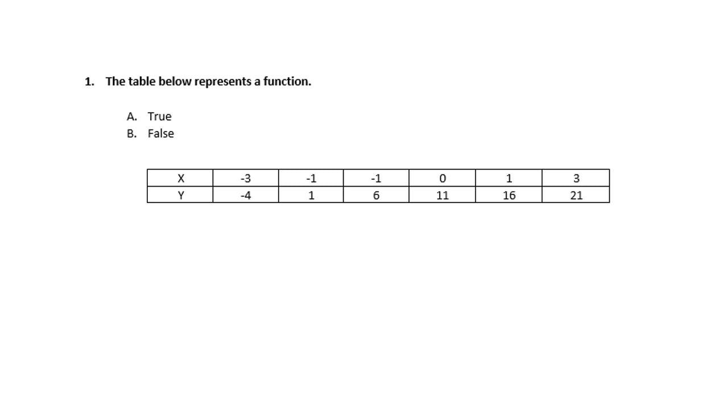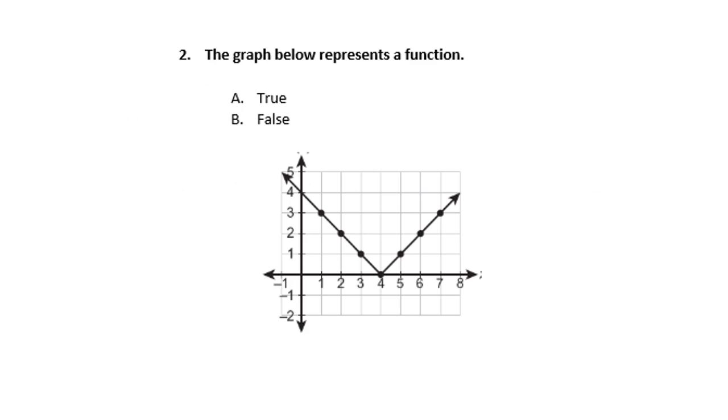Number 1, the table below represents a function. A, true, B, false. Number 2, the graph below represents a function. A, true, B, false.